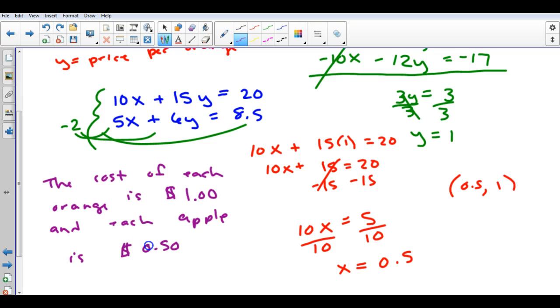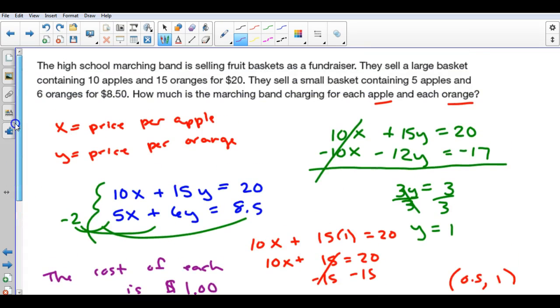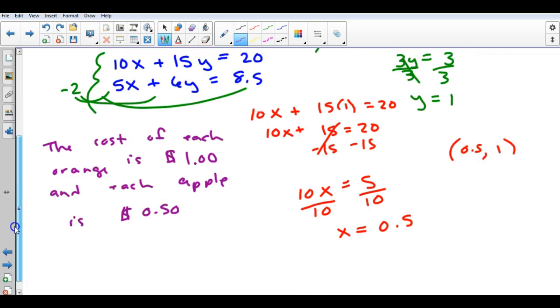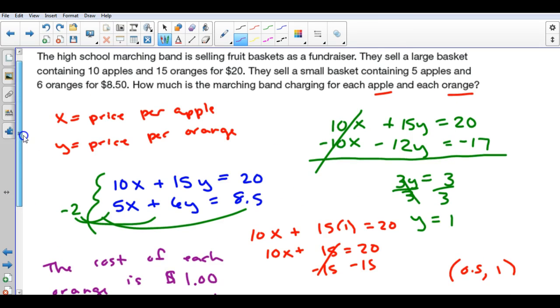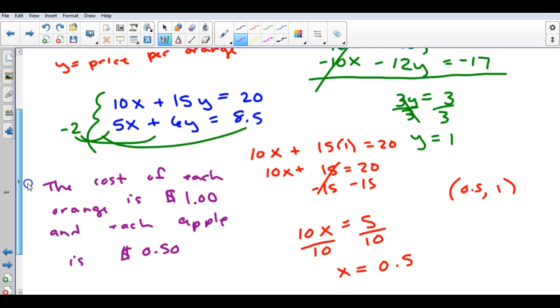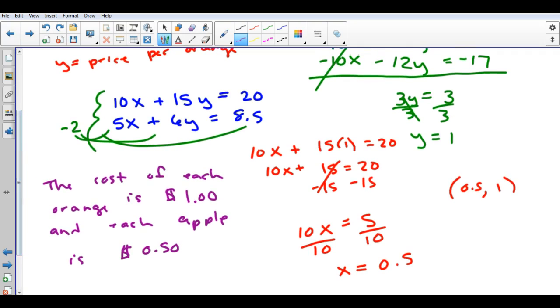So since we have story problems a lot, what we want to do is get in the habit of answering whatever the question is asking for in a complete sentence. Since it says how much are they charging for each apple and orange, I answered what I have in the purple here. I gave the cost of each of these. And again, what we did was we set up 2 equations that were in standard form, and I used the elimination method to solve it.